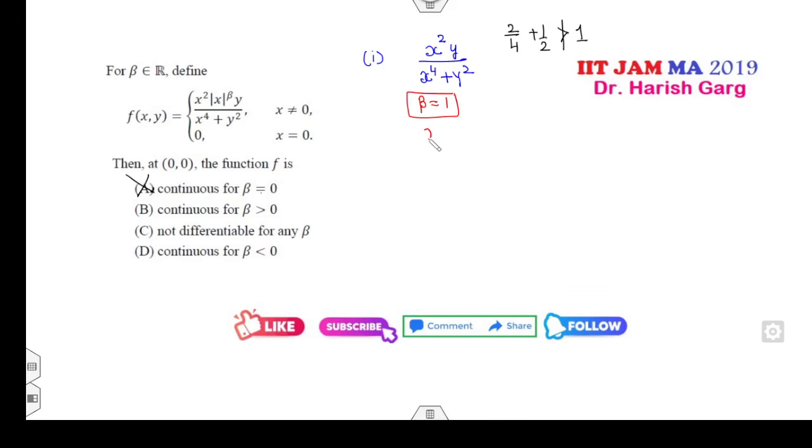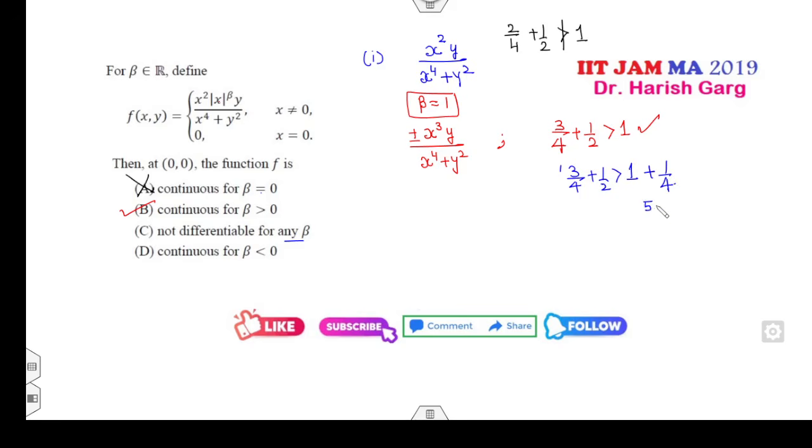Then the numerator part will be x cube, plus minus, whatever, divided by x4 plus y square. Is it continuous? 3 over 4 plus 1 over 2, is it greater than 1? Yes, the function is continuous. The function is not differentiable for any beta. We can check whether it's differentiable or not. We can see 3 over 4 plus 1 over 2, is it greater than 1 plus 1 over c?